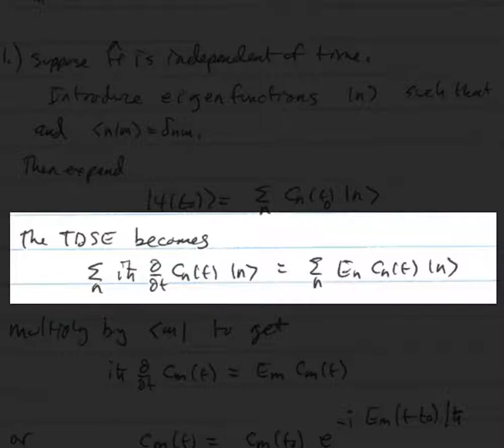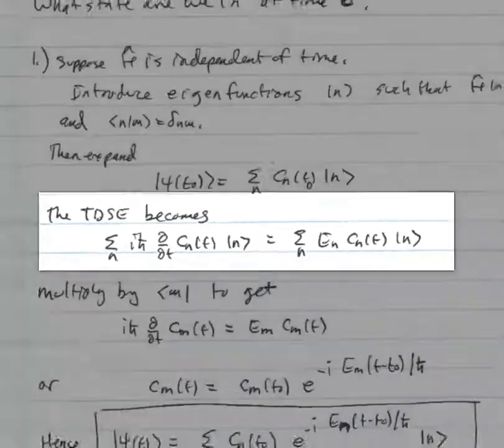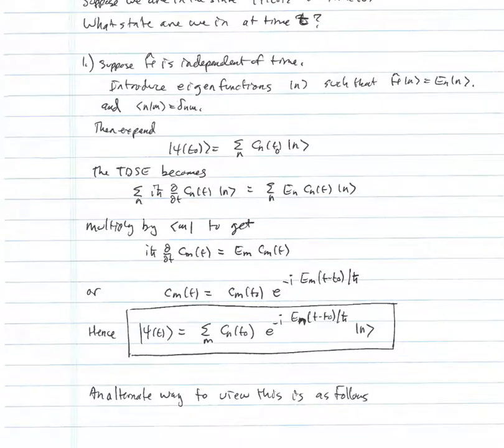Recall, the state n is an eigenstate. It's a stationary state. It does not depend on time, so it has no time derivative. And that's going to equal the sum over n of En Cn of t multiplying the state n. Where did the En come from? Well, the H acting on the state n goes right through the number Cn of t and gives me En. And so I get that nice simplification where I can replace the H by En.